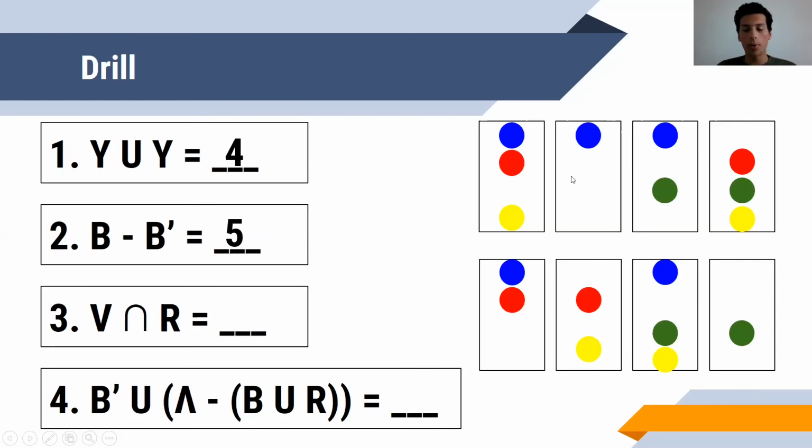But the third question here is universe intersection red. So which cards have both the universe, which is all 8, and the red cards? Well, only the red cards match these criteria. So we look at 1, 2, 3, 4 cards here.